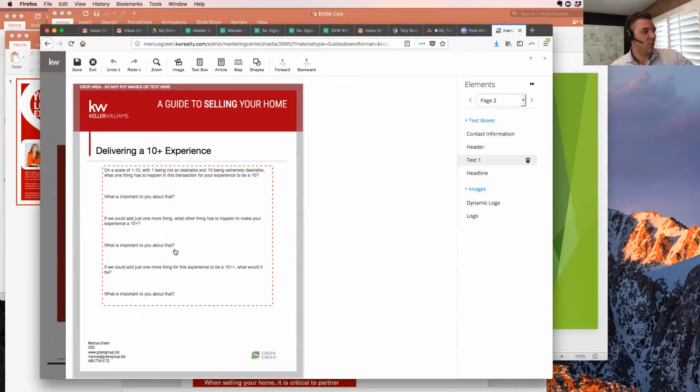So it even gives you some questions to ask right there where you can just go through as if this is part of the presentation, and say, hey, help me understand on a scale of 1 to 10, with 1 being the worst and 10 being the best, what's the one thing that has to happen in this transaction for your experience to be a 10?